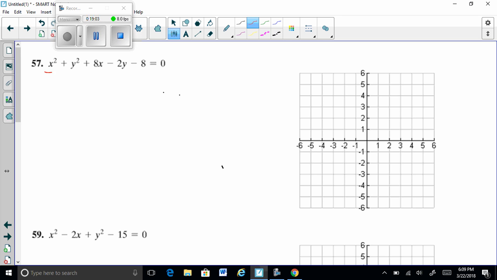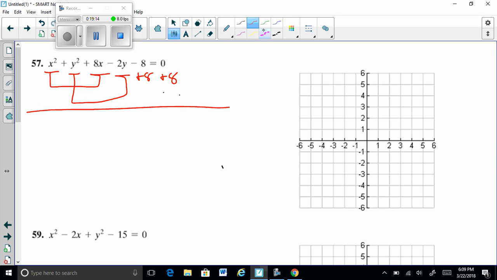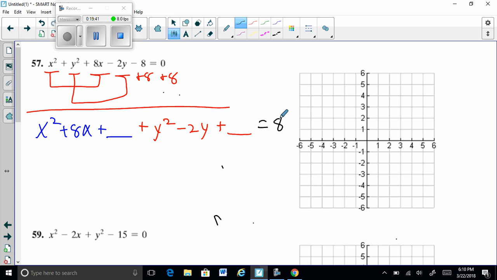So first things first, I'm gonna use the commutative property and move a couple things around. I'm gonna get these guys shuffled around next to each other, and I'm gonna move this guy out of the way, just move him to the other side. So now I have my x squared plus 8x, and then what I want to do is put a plus blank right here, and I'm going to color code this actually. And so then we'll have our plus y squared minus 2y plus blank. And this is all equal to that 8 that I moved out of the way.